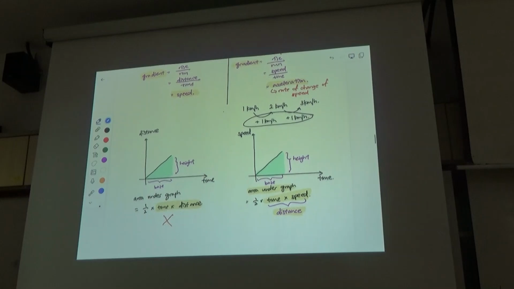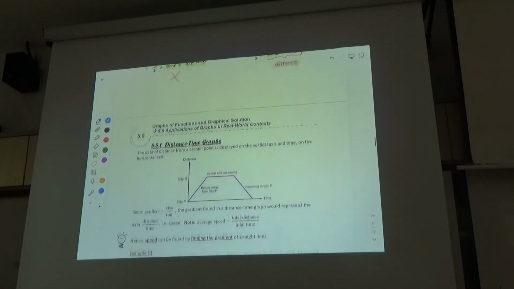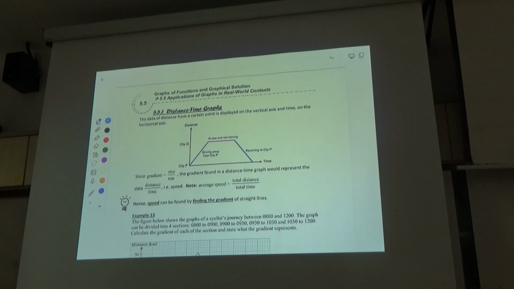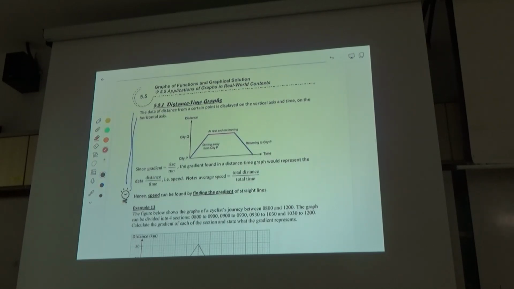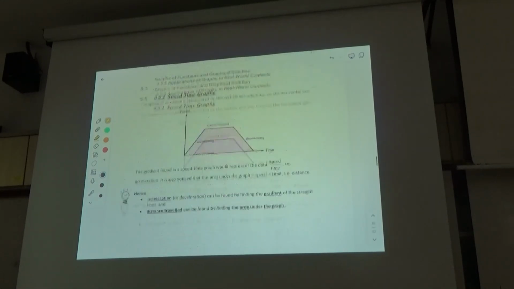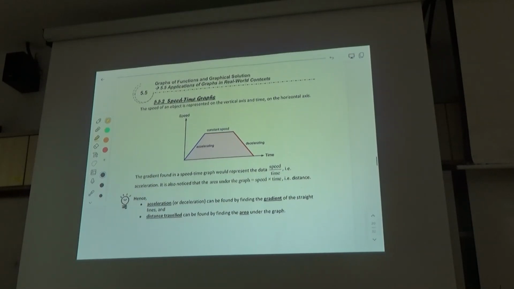Alright, I'm going to move on. So all this information is already stated out here, whereby I've already mentioned that speed can be found by finding the gradient. Likewise for speed time graph, if I were to scroll to here on page 17, your gradient informs your acceleration, area informs the distance traveled. So that's the summary of the things.